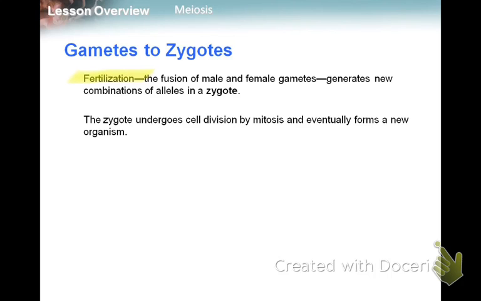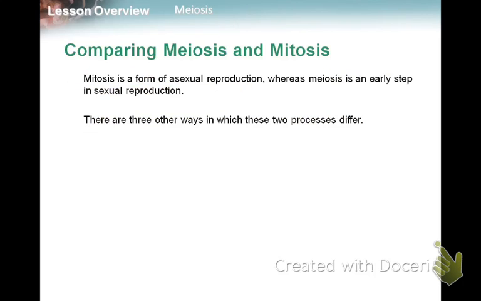Fertilization generates new combinations of alleles in a zygote because you have genetic material from 2 different parents, a male parent and a female parent. And then that zygote undergoes cell division by mitosis and eventually forms a new organism.